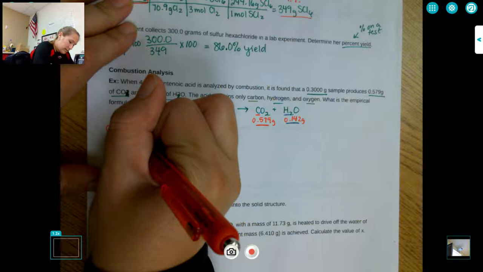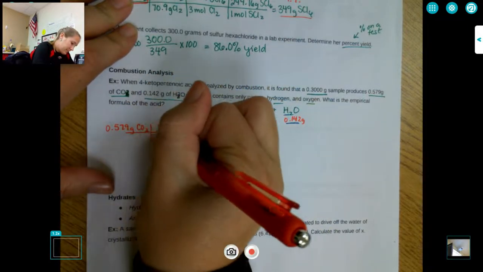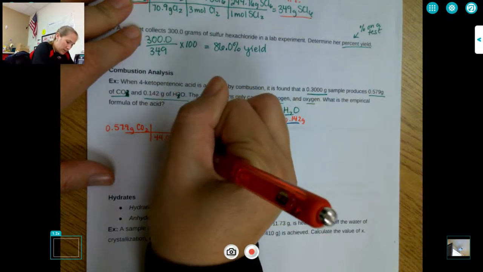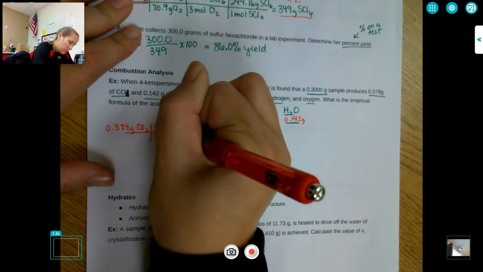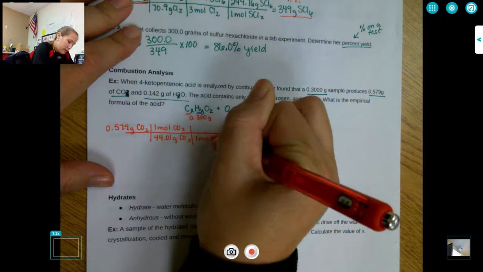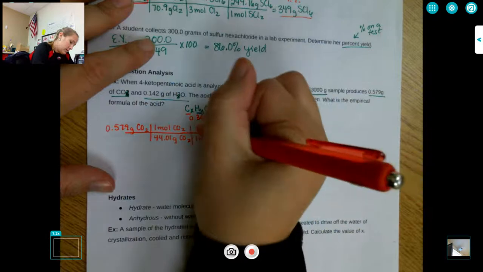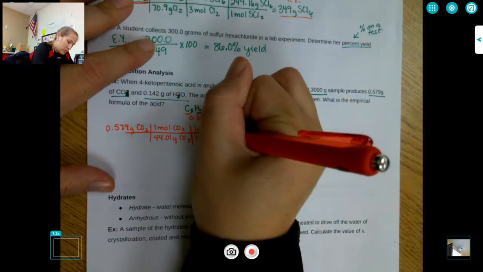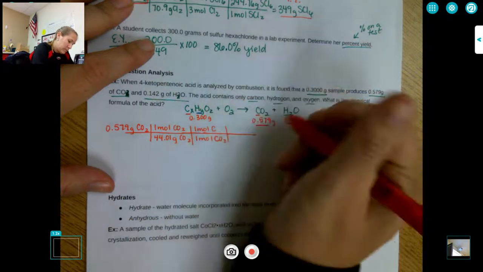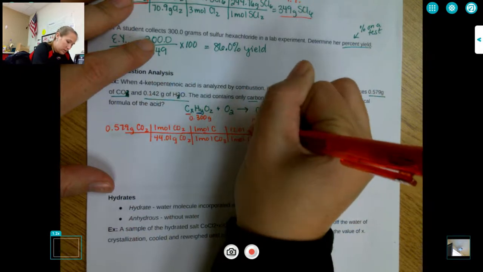So 0.579 grams carbon dioxide. The molar mass of carbon dioxide is 44.01 grams per 1 mole. And in 1 mole of carbon dioxide, there's 1 mole of carbon. I guess we can go to grams. And for every 1 mole of carbon, there's 12.01 grams of carbon.